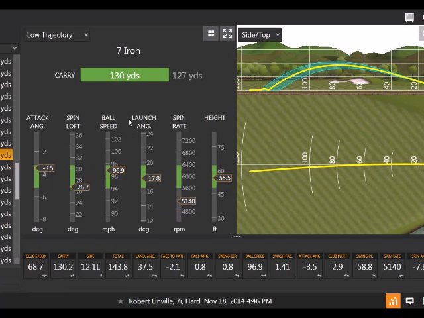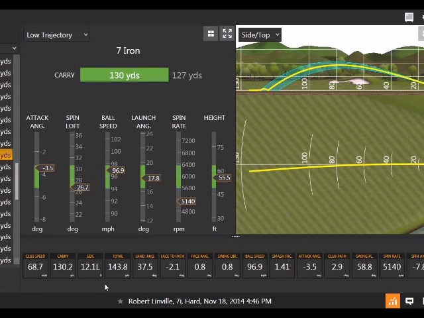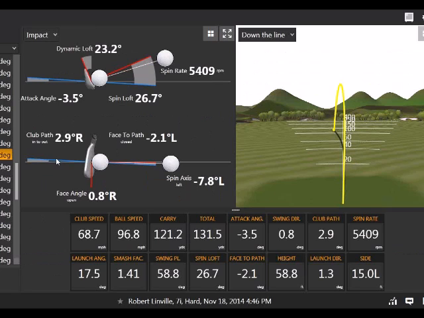Now, certainly shafts have a factor, club heads have a factor. There are higher spin club heads, there are lower spin club heads. But in general, if you hit the ball high on the face, then it's going to spin lower or less. If you hit it low on the face, it's going to have higher spin.